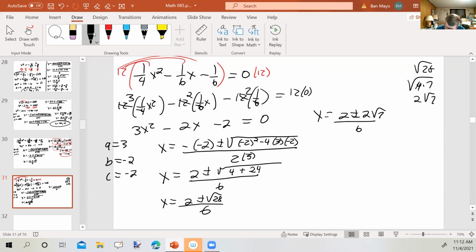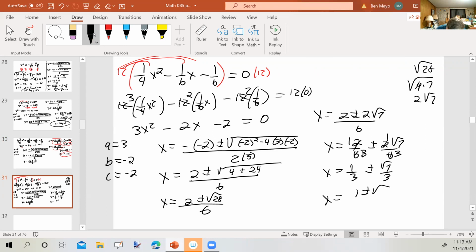But notice 2, 2, and 6 are all even. So I'm going to split them up like this. Then I can reduce them down, 1/3, 1/3. So I get, let's see here. Oh, I wrote a 1 there. This should have been 1/3. So 1/3 plus or minus the square root of 7 over 3. So we get 1 plus or minus the square root of 7 all over 3.